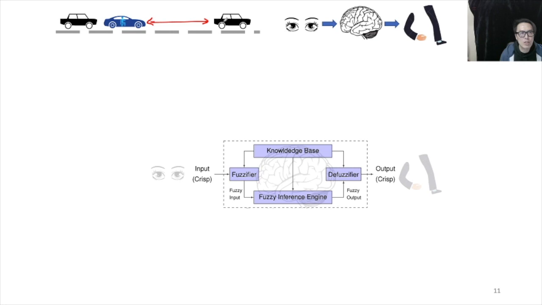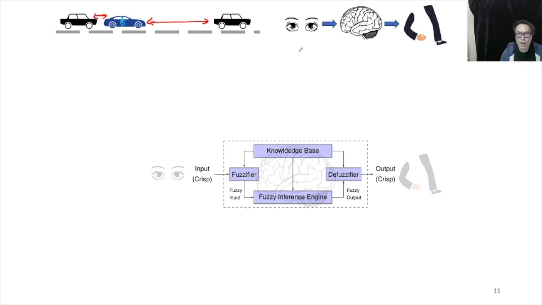If we want to collect more information, we can also collect the distance to the car at the back. So I collect this information and pass it into my brain, and my brain processes it according to my knowledge and driving experience, and then generates signals to my limbs, that is hands and legs, to control the car. That is the thing we are going to do.